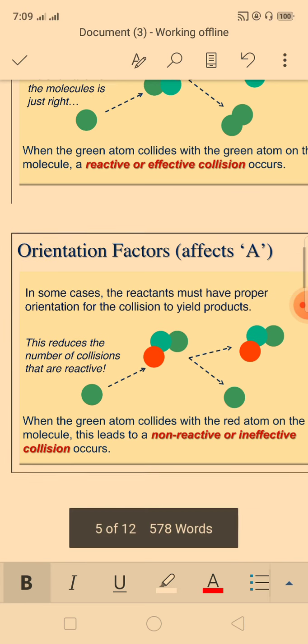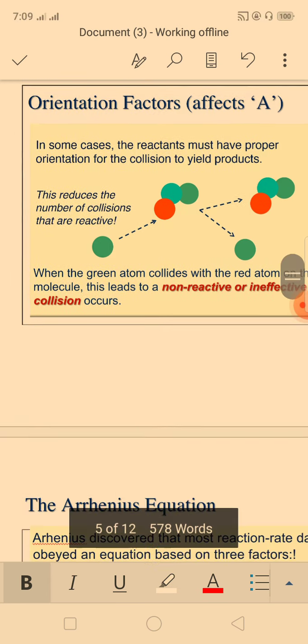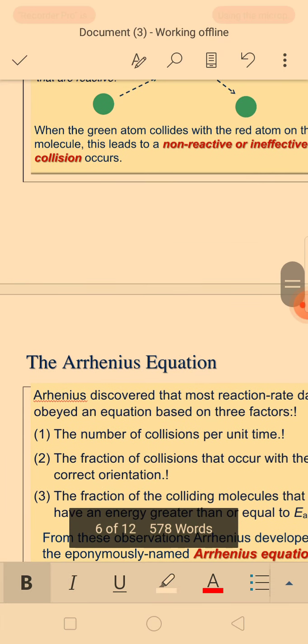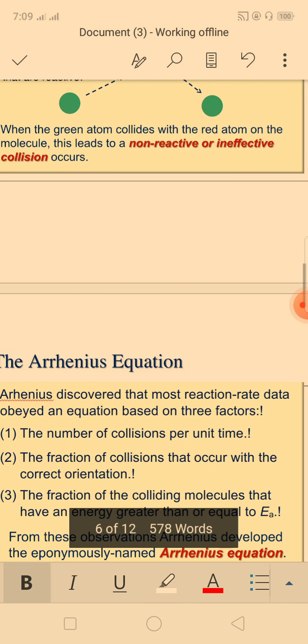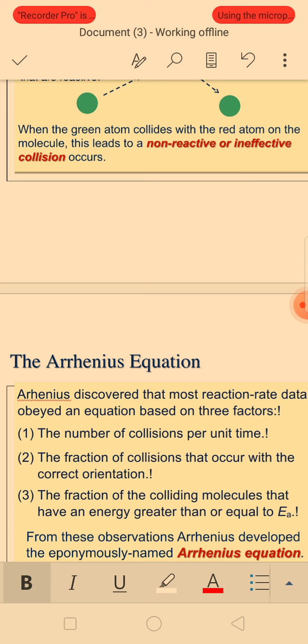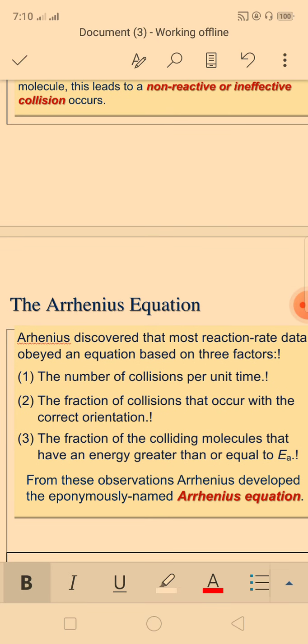This is known as the orientation factor, collision factor, or pre-exponential factor in the Arrhenius equation. Arrhenius discovered that most reaction rate data obeyed an equation based on three factors. Number one, the number of collisions per unit time. Number two, the fraction of the molecules that collide with the correct orientation.